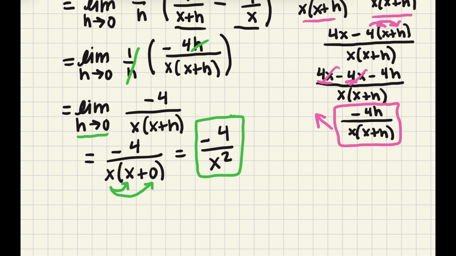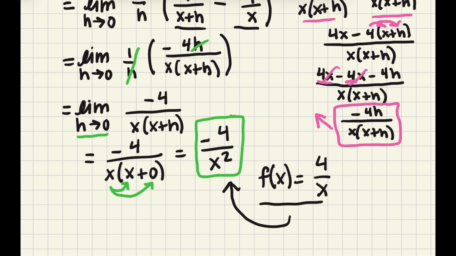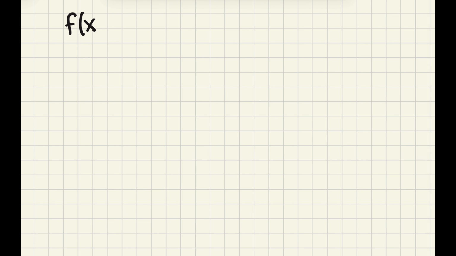Remember, our original function was f of x equals 4 over x. So the derivative of this function is negative 4 over x squared. Wonderful. Let's move on to the next example, which is going to be much easier, but it's going to get a lot harder and longer after that. Okay, the function is f of x equals 7x. Let's find the derivative.